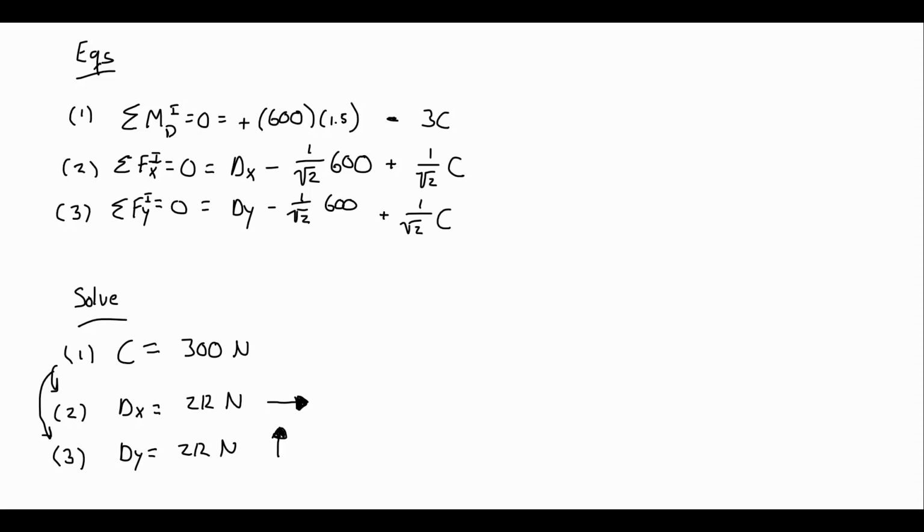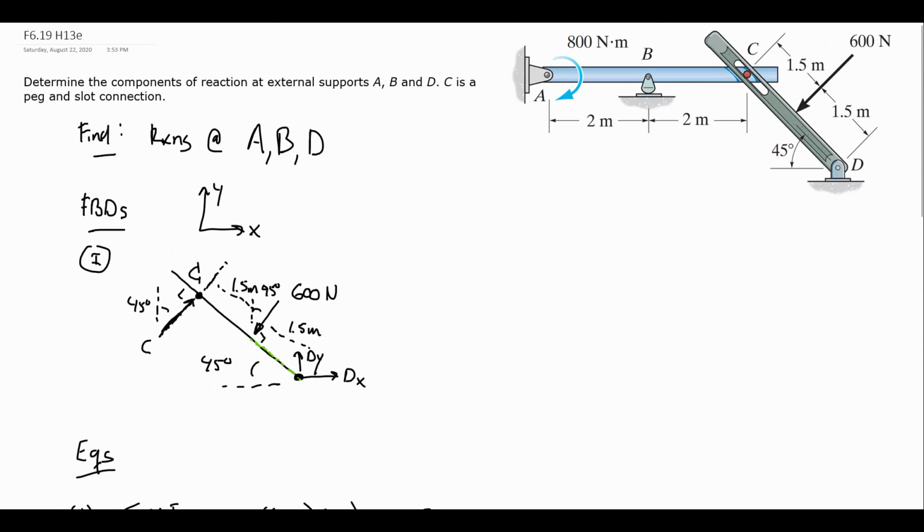So I've found the reactions at D. I have found the internal support force C, which I'm going to need in the next step. But so far D has been found. So I'll mark that off, that part at least is done. I still need A and B. And we'll notice that in free body diagram 1, A and B did not appear. So clearly we're going to need more free body diagrams, more equations.